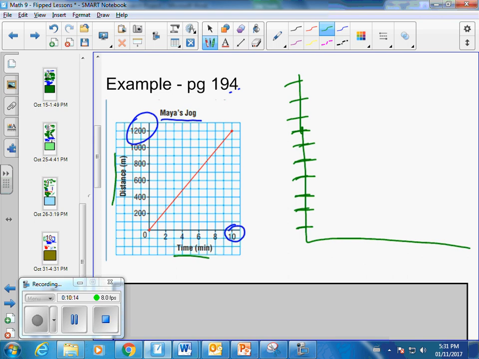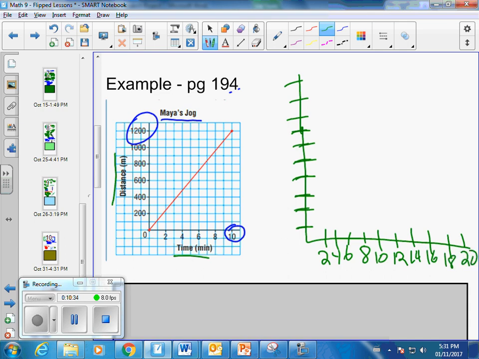Same thing here. I'm going to start moving mine across. 1, 2. All right, I'm going to start assigning these some values as well. 2, 4, 6, 8, 10, 12, 14, 16, 18, 20.